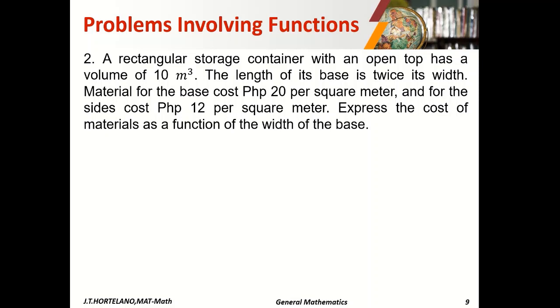So for number 2, a rectangular storage container with an open top has a volume of 10 meter cube. The length of its base is twice its width. Material for the base costs 20 pesos per square meter, and for the sides costs 12 pesos per square meter. Express the cost of materials as a function of the width of the base.